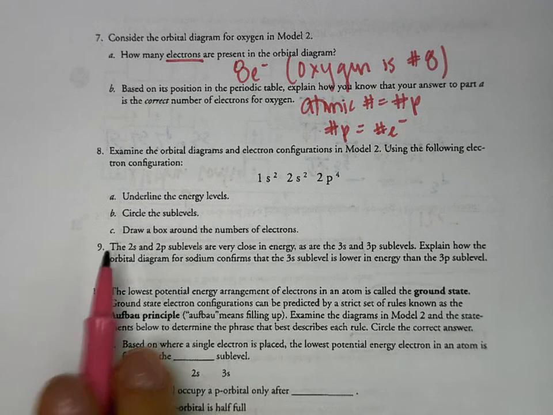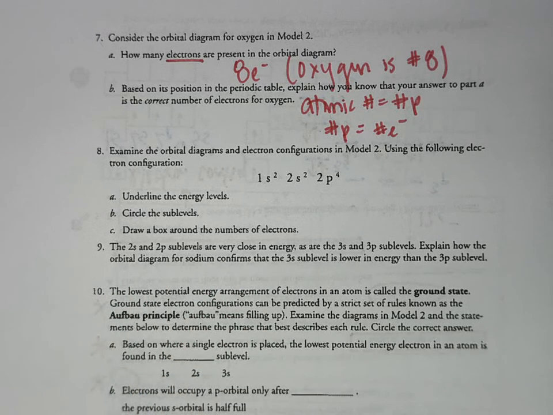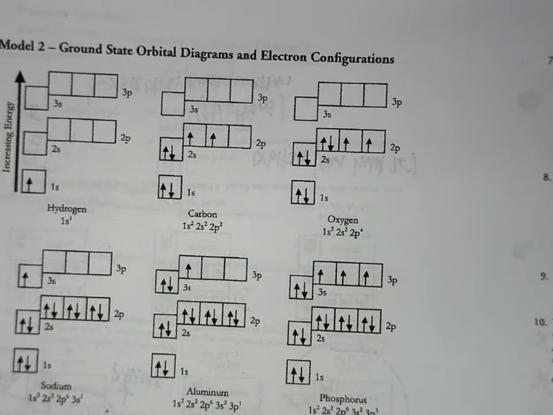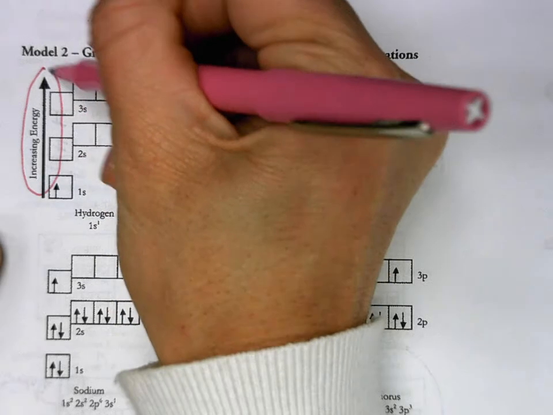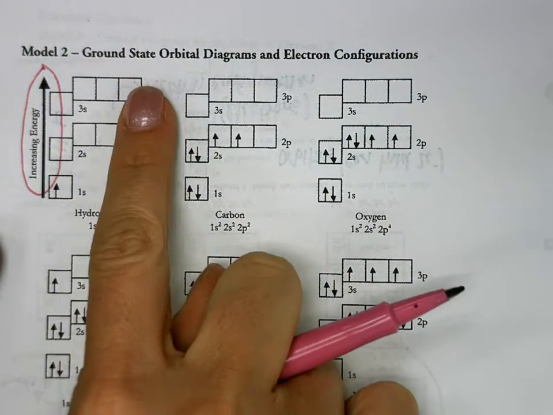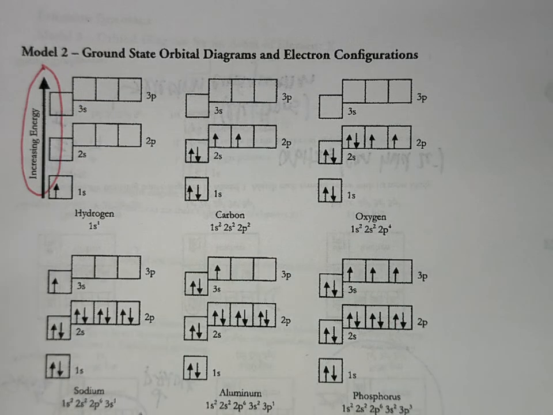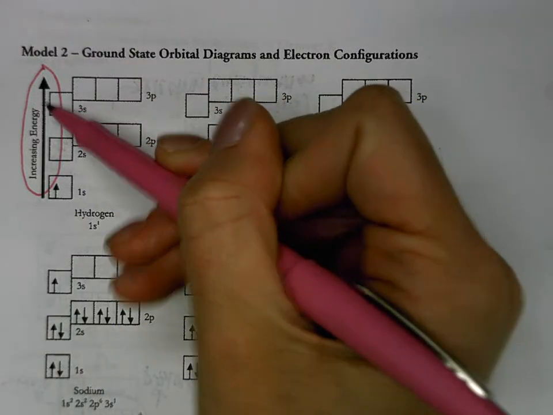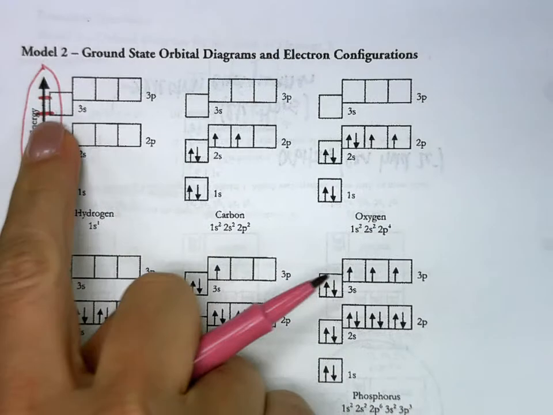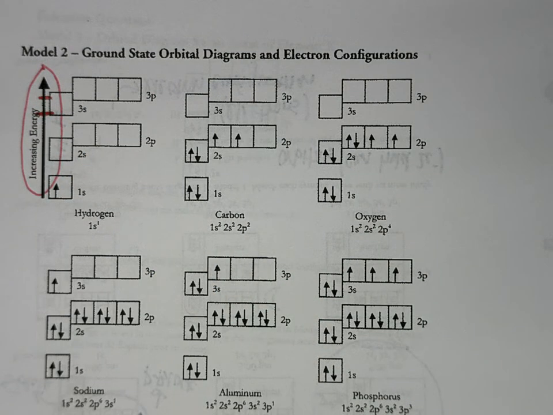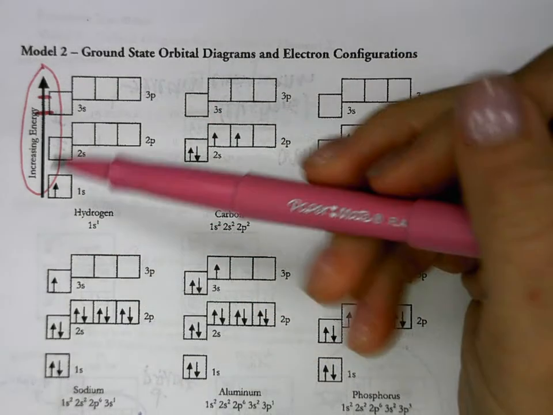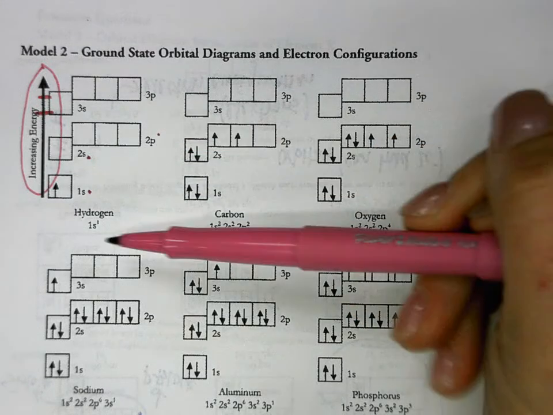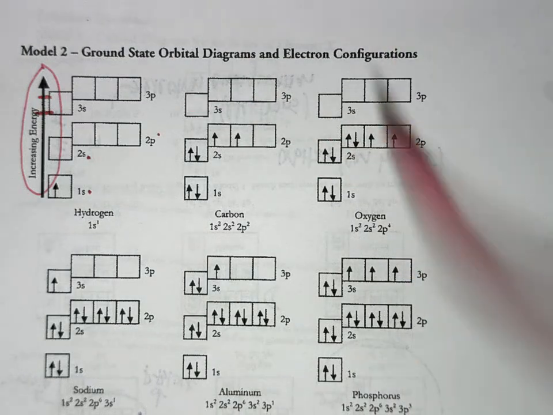Okay, number 9, you have 2s, 2p sublevels are very close in energy, as are the 3s and 3p. Explain how the orbital diagram for sodium confirms that the 3s sublevel is lower in energy than the 3p. Take a peek over here. See this? It says the energy is increasing. As you fill these orbitals and sublevels, those electrons are gaining energy. The further you are from the nucleus, the more energy those electrons have. So for number 9, the 3s is slightly below the 3p, so the 3s has less energy than the 3p. It's asking you that so that you understand which energy levels have more energy. The 1s has the least amount of energy, then 2s and 2p. Or you can think of it the other way, 3p has the most. As you continue up, they gain energy.